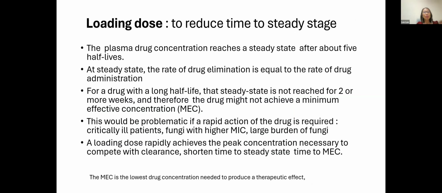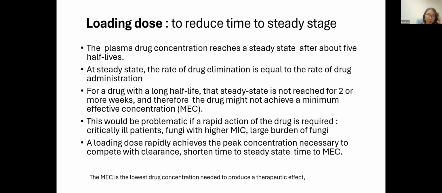So why is the loading dose important? The plasma drug concentration reaches a steady state only after about 5 times the half-life. So if a drug has a longer half-life, understandably it will take a longer time to reach the steady state. Therefore, the drug might not reach the minimum effective concentration (MEC) if it is not followed by a loading dose. At steady state, the rate of drug elimination is at equilibrium with the rate of the drug being administered.